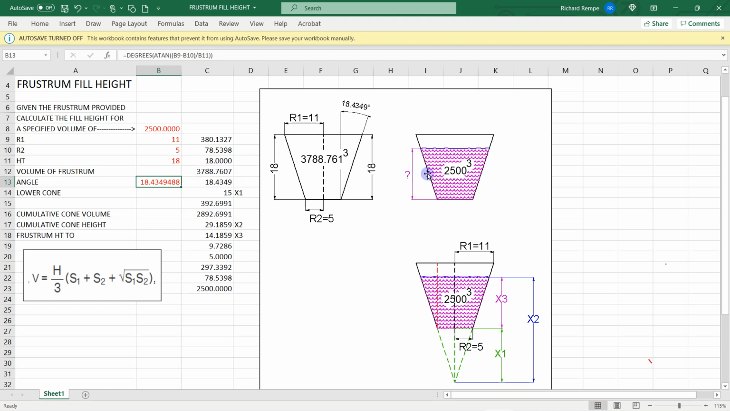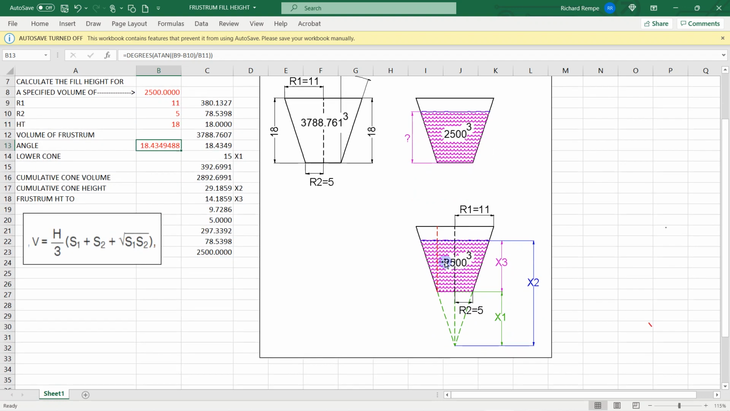To get this height, we need to do a few things first. We're going to change this lower portion to a cone, and then add those two cones together to get the total volume, and then subtract. So there's some substitution and trig, and then the last step will be just subtracting.